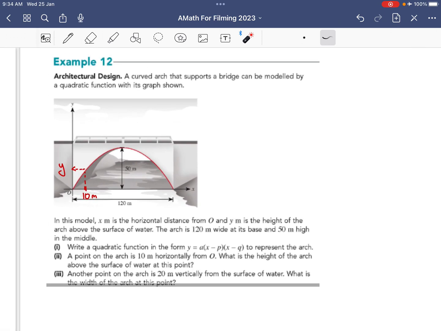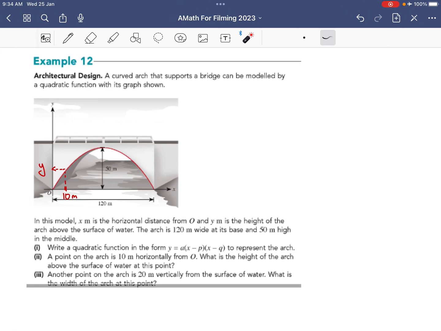Okay, example 12. For example 12, we are talking about a curved arch that supports a bridge. Once again you can see that this forms a quadratic equation itself. So the first thing that they want us to find is the quadratic equation in the form a(x minus p)(x minus q). So be very careful here. Notice that this is not the completed square form. It's actually the factorized form itself. So this is what they want.